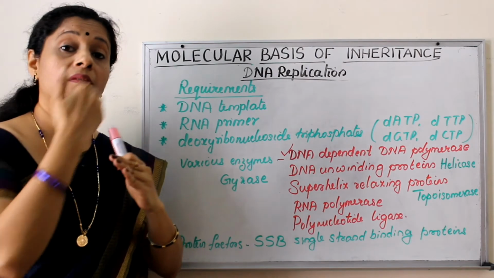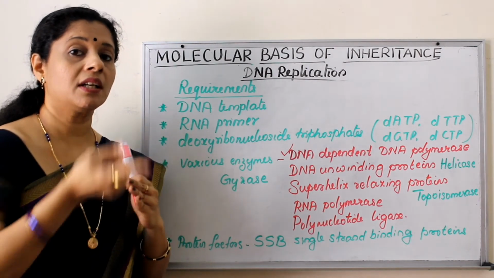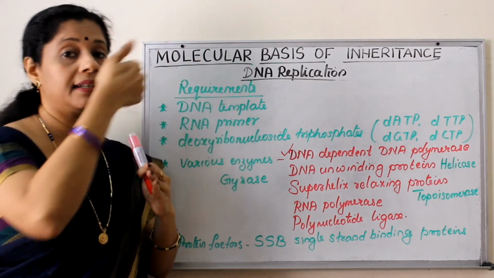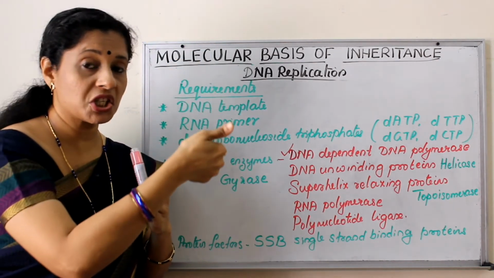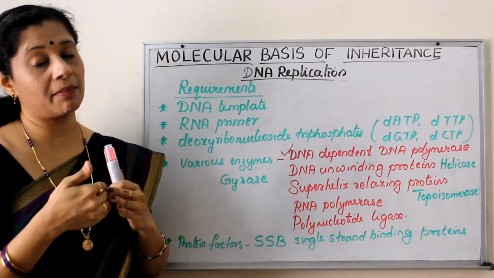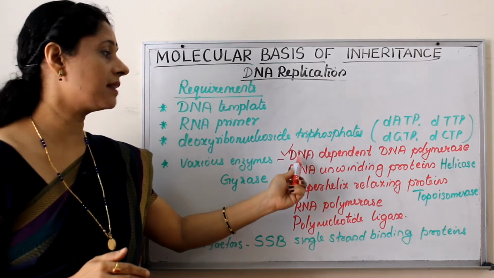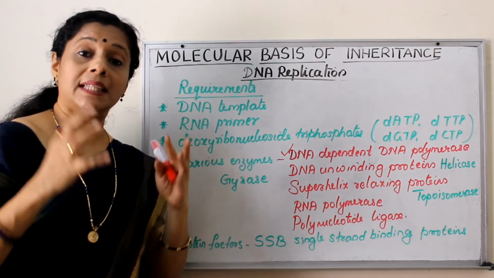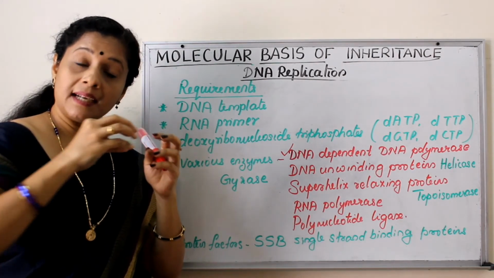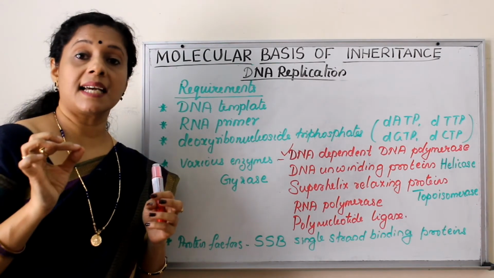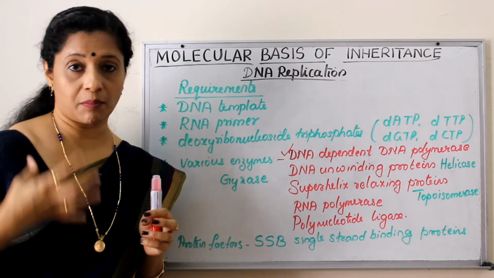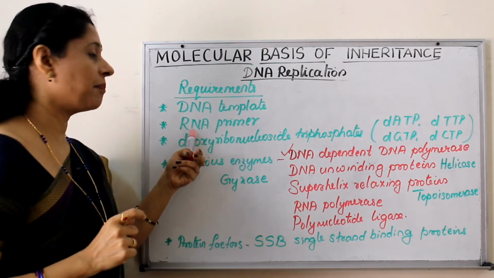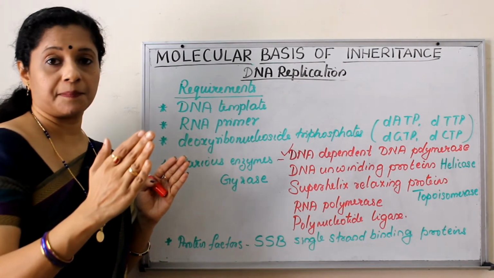But where is the information for making that polymerization? It is on a DNA strand. So DNA dependent DNA polymerase. Based on the information on a particular DNA strand, a new polymerization is happening. That's why the name is like this, DNA dependent DNA polymerase. So though this enzyme is the one making a new strand, this enzyme is incapable of initiating the process. It can just continue only. So there should be an RNA primer to start the process.